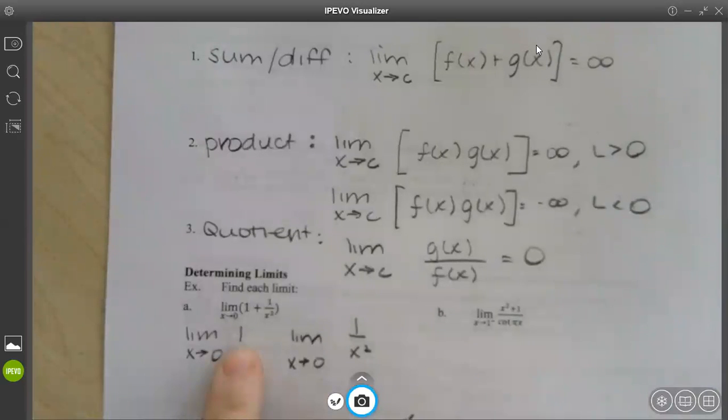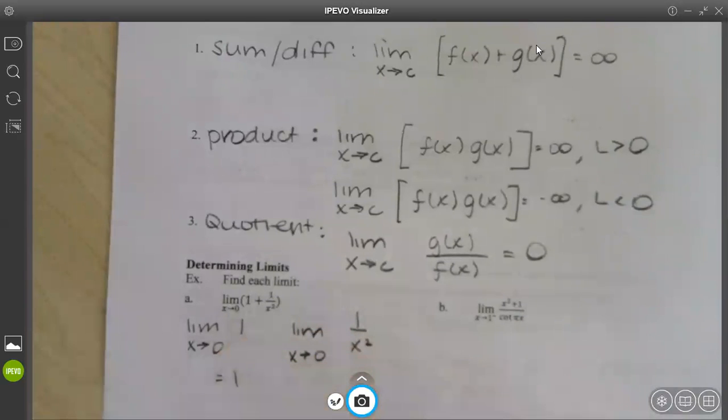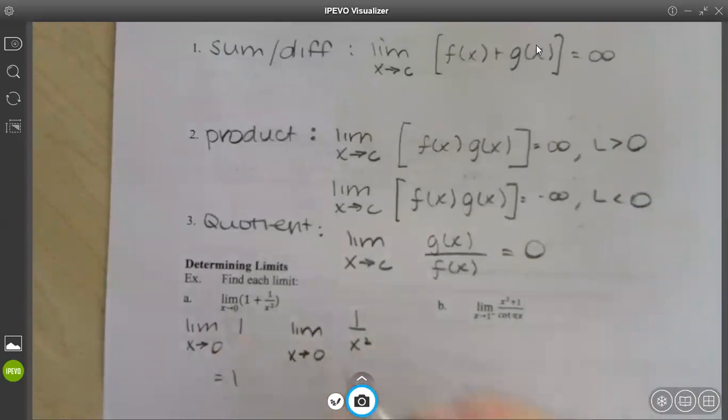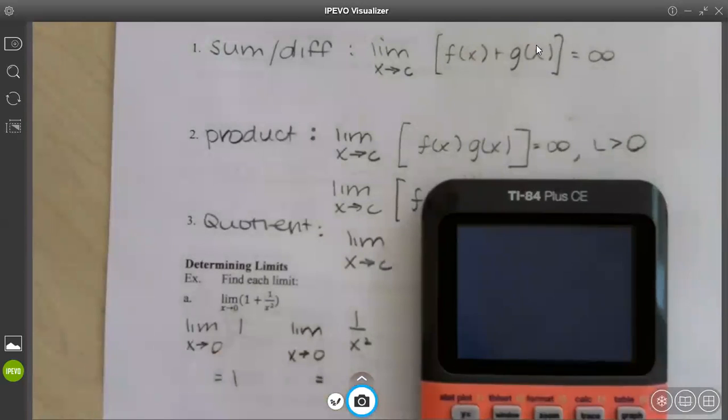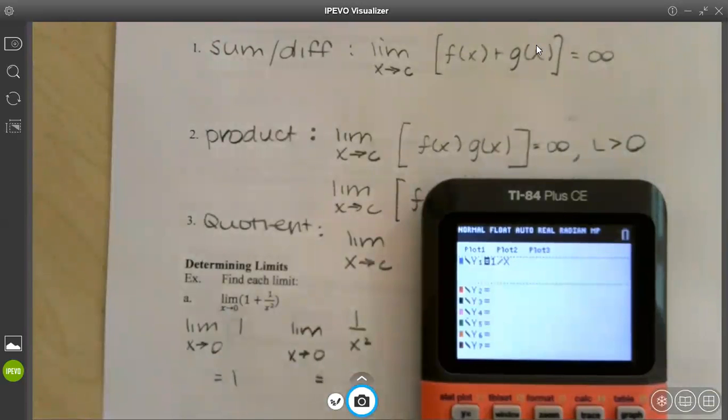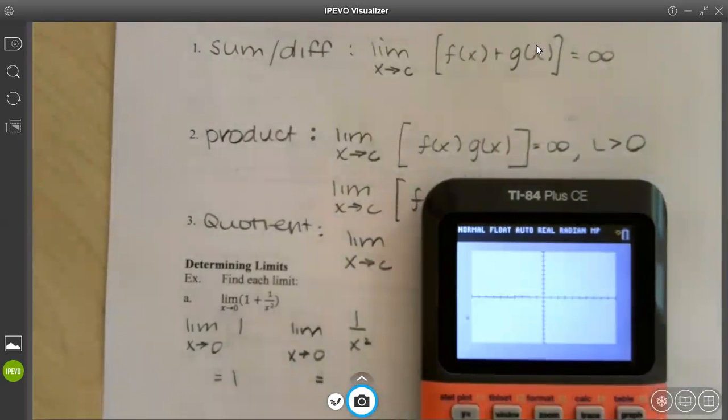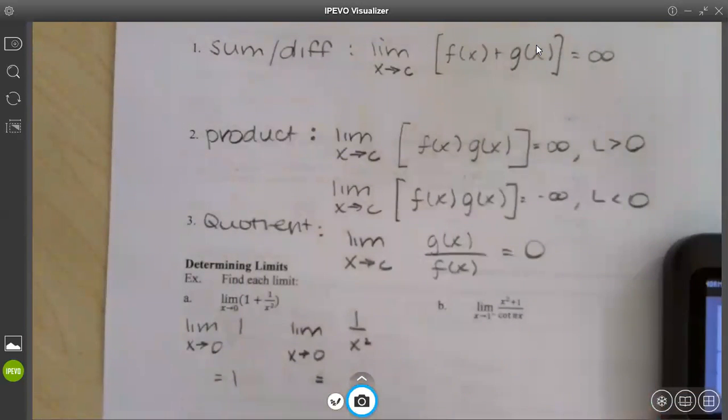Remember, this is direct, so anytime there's already a number, this one is going to be 1. This one, what happens as x approaches 0? Doesn't matter which side you're looking at. What happens? What is it? Positive what? Infinity. So that means that the limit as x approaches 0 of 1 plus 1 over x squared is going to be infinity. Sorry, y'all.